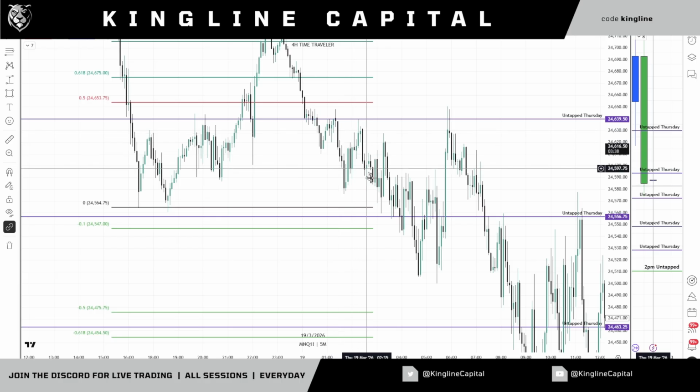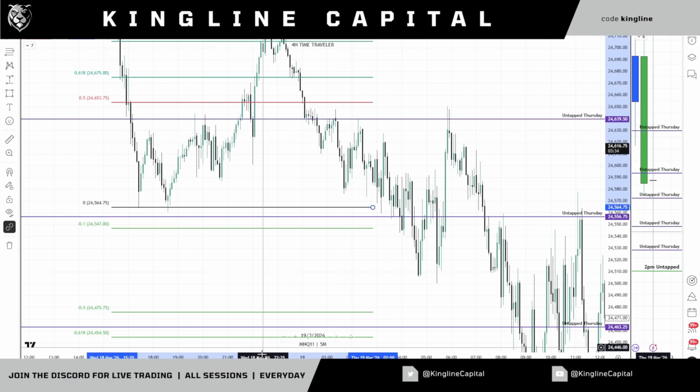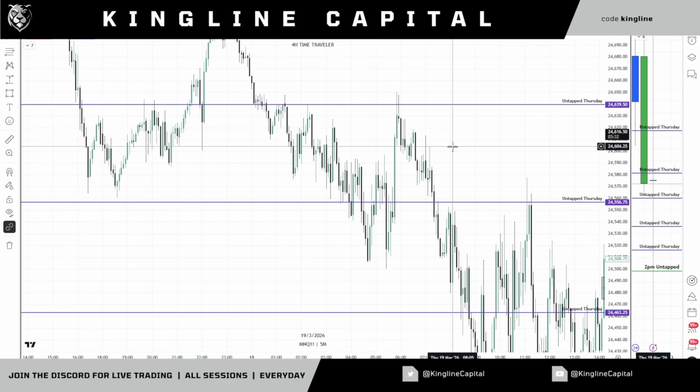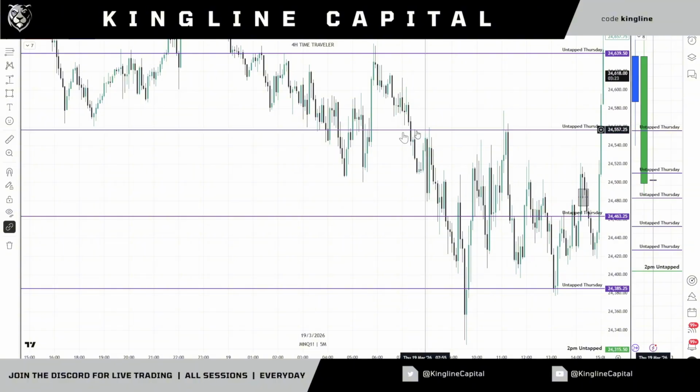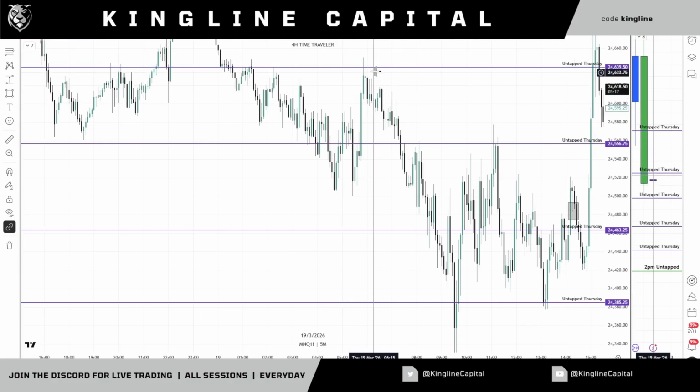Price holds below and then comes back down to this untapped Thursday. Okay, this isn't even using the 4-hour in conjunction with this. This is just looking at how price reacts around these Thursday levels on Thursday. Hits the one that we missed back here. Back up to this level, really rejects again after we see it reject multiple times.